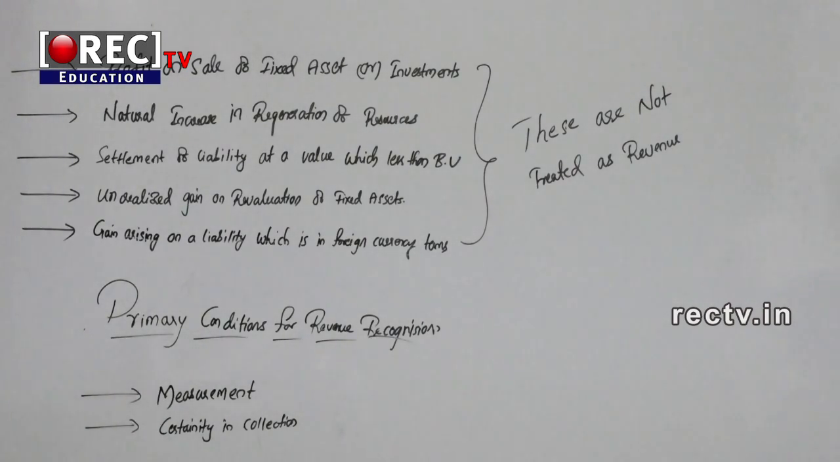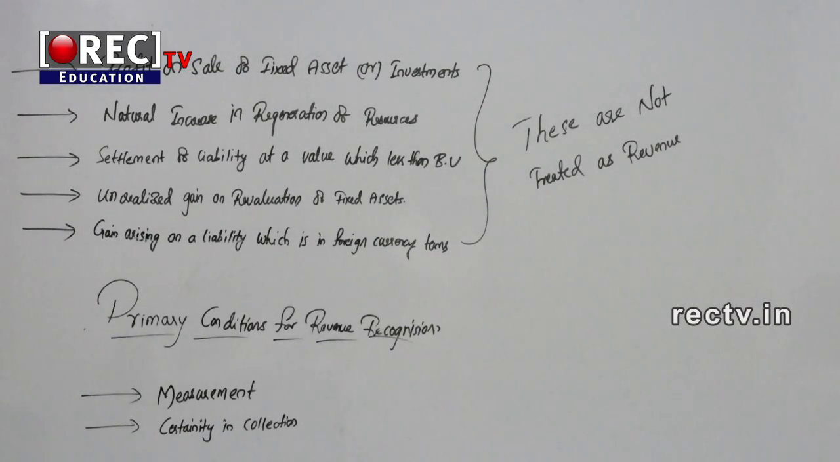Third, the settlement of a liability at a value which is less than its book value. It is also not treated as revenue, because if you have a liability in the books of, say, 100 rupees, and you settle it for 95, the remaining 5 is not treated as revenue. The fourth is unrealized gain on revaluation of fixed assets, like machinery or building. It is not treated as revenue. And the last is gain arising on a liability which is in foreign currency terms. So these five are not treated as revenue.